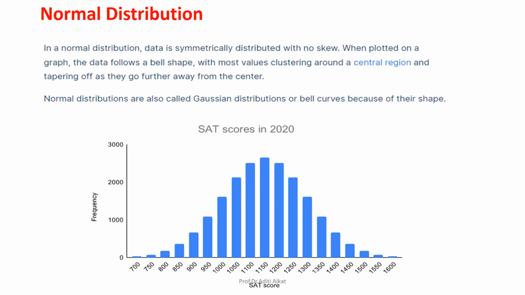So in a normal distribution, the data is symmetrically distributed. There's no skewing, as you can see in the graph. And when plotted in a graph, the data follows a bell shape, with most values clustering around the central region and tapering off as they go farther away from the center. Normal distributions are also called Gaussian distributions or bell curves because of their shapes.